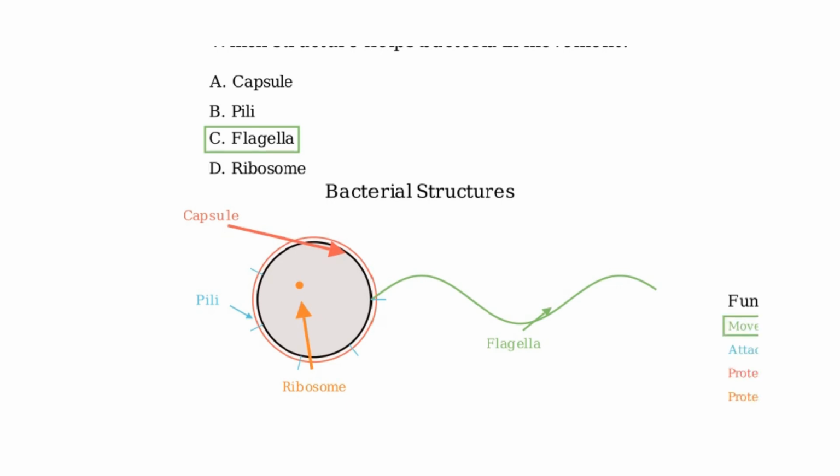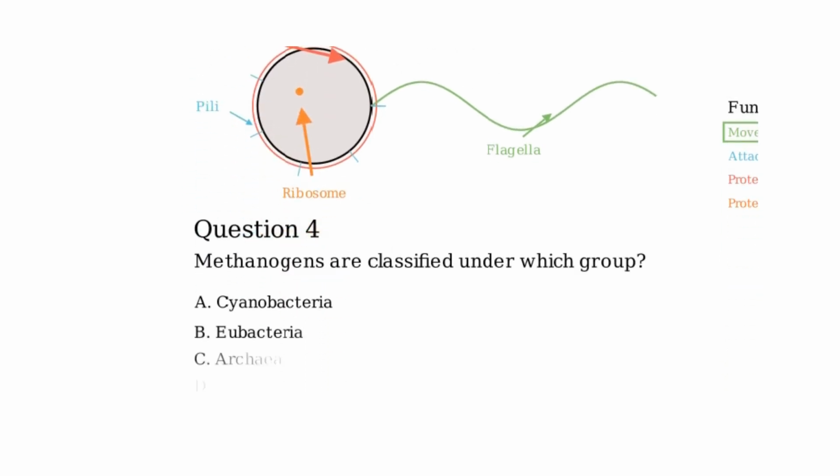The capsule is a protective layer surrounding some bacteria. Pili are thin, hair-like appendages involved in attachment and genetic material transfer. And ribosomes are cellular components involved in protein synthesis. Only flagella serve the primary function of locomotion. Now for question 4. Methanogens are classified under which group?